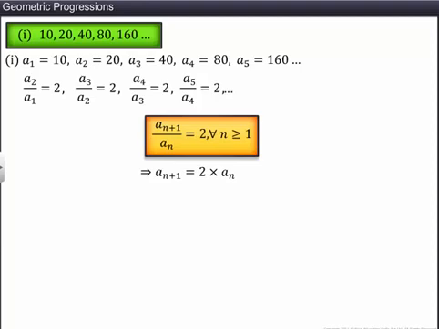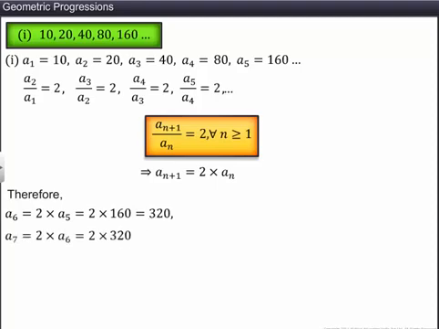Therefore, the 6th term is 2 into the 5th term, which is equal to 320. The 7th term is 640. We can find the other terms in a similar fashion.